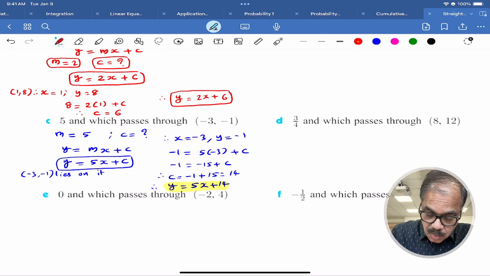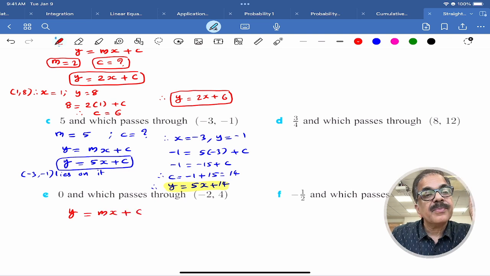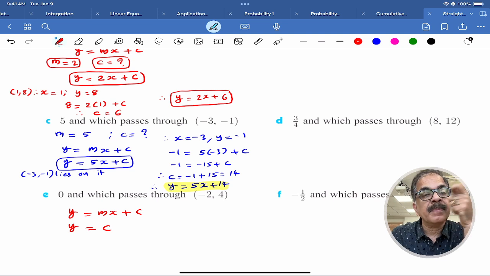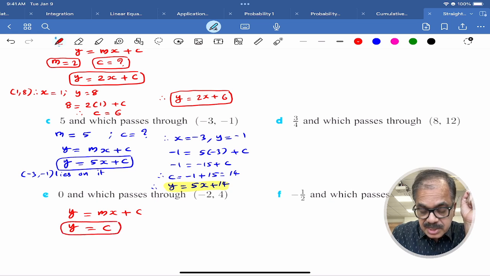So this is y is equal to mx plus c, and m is given to be 0. So y is equal to c. That's the given equation. And then I need to find what the c is. c is, of course, the y coordinate here, which is 4. So y is equal to 4. If I write that, I have my answer. Or if you want to follow the usual way of doing it, y is equal to c is the equation where c is to be found.